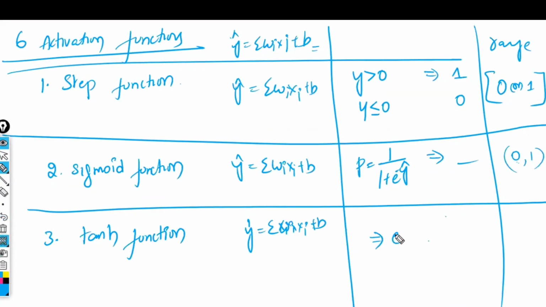Whatever the output is, we consider it as some name, say t, is equal to 1 minus e to the power of minus 2 into y hat. Whatever the y hat you have calculated here, that value you have to substitute here, divided by 1 plus e to the power of plus 2 y hat. Y hat is nothing but whatever you have calculated here.